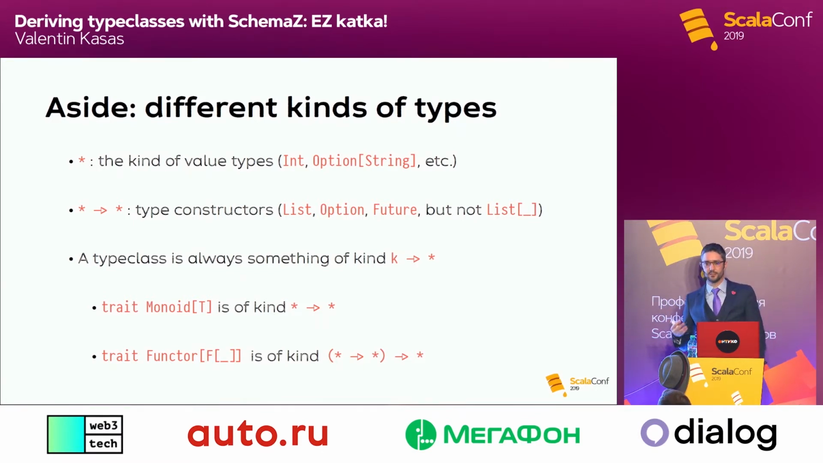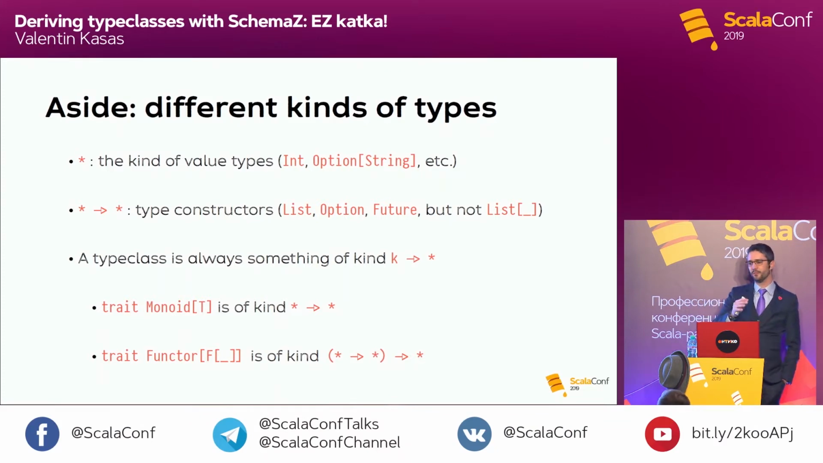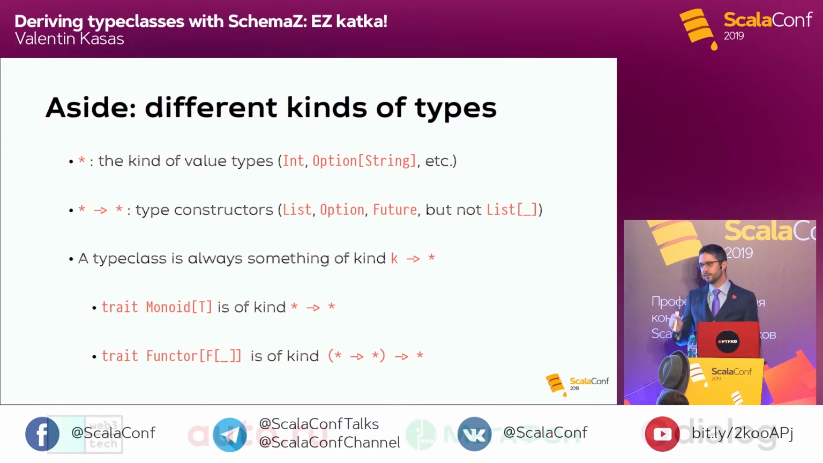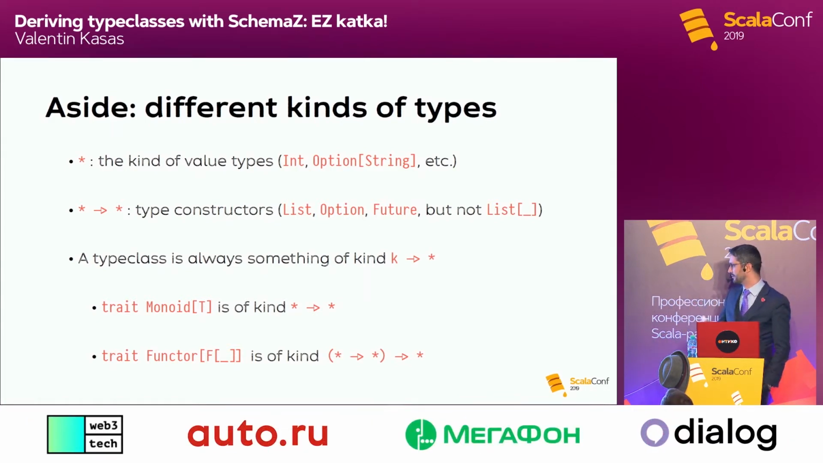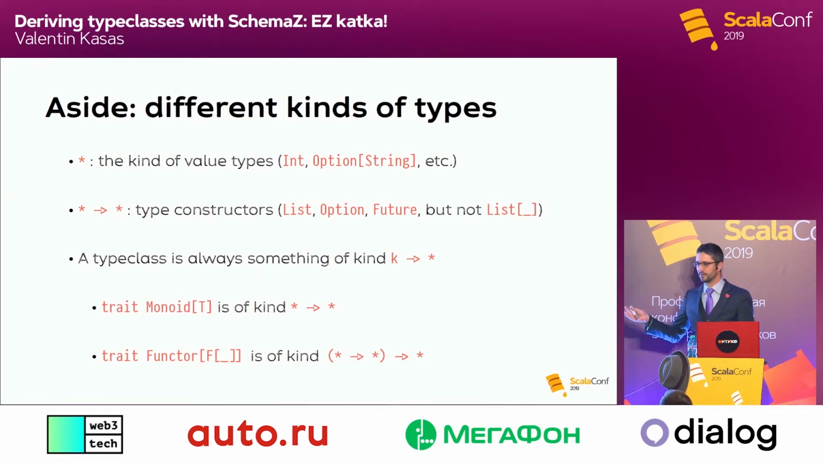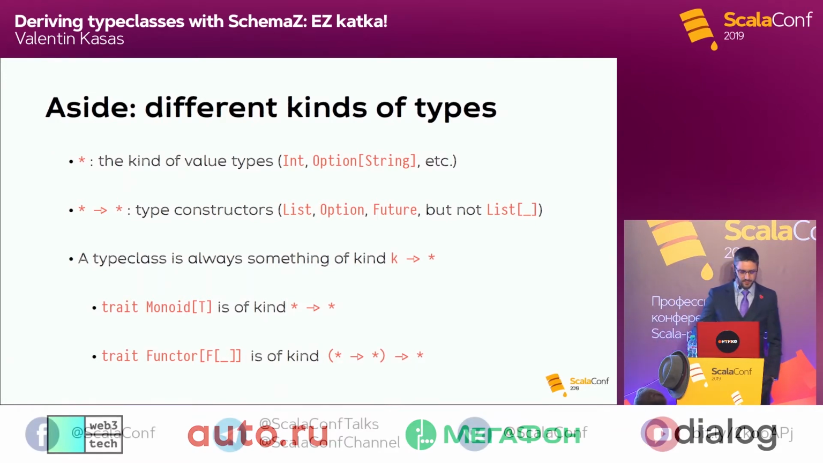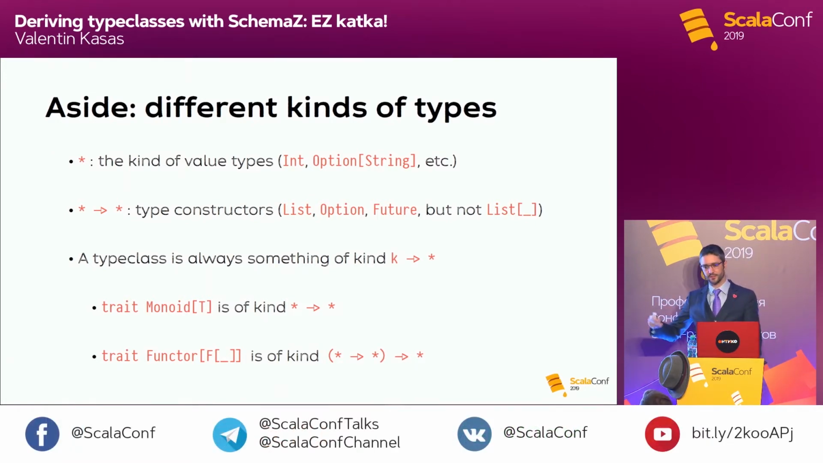And a type class is always something of a kind, something to star. So we have lower kinded type class, sort of, like monoid. It's from kind star to star. And we have higher kinded type classes like functor itself: the type class functor, not a functor, but the type class functor is of kind star to star to star. That's just some vocabulary, because we'll see a few higher kinds in the rest of the talk.